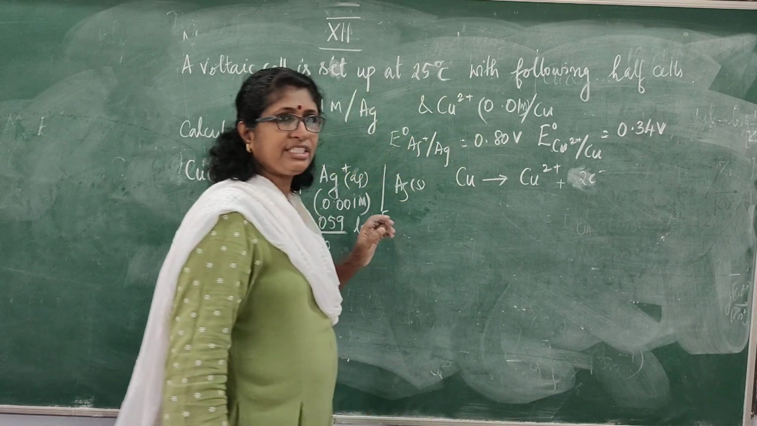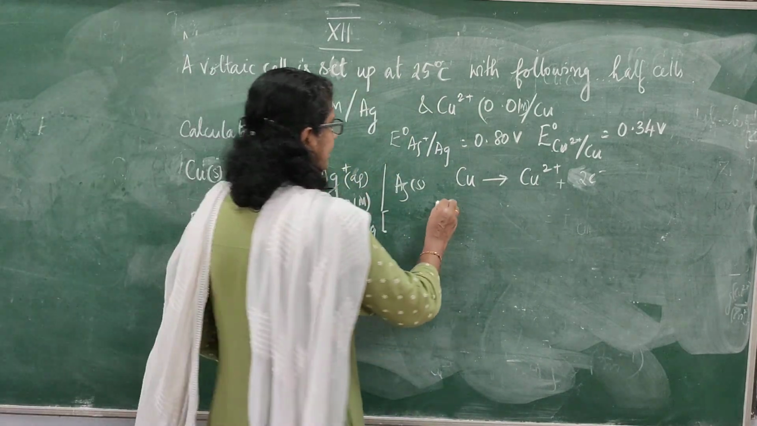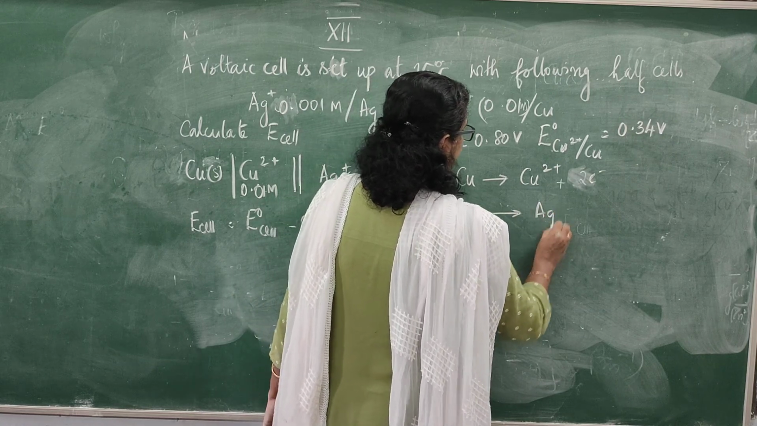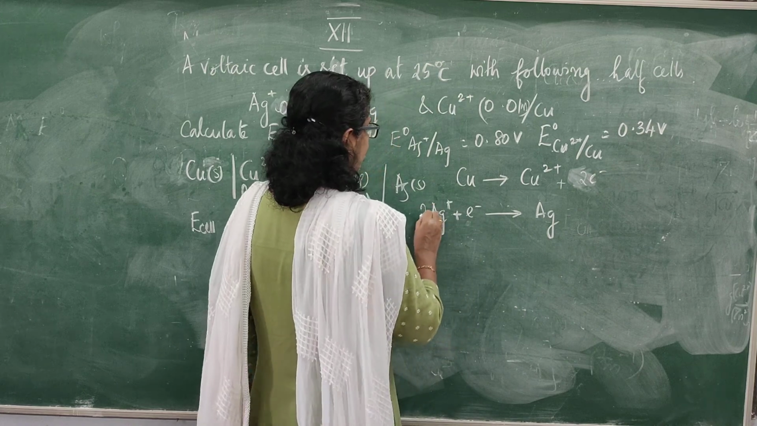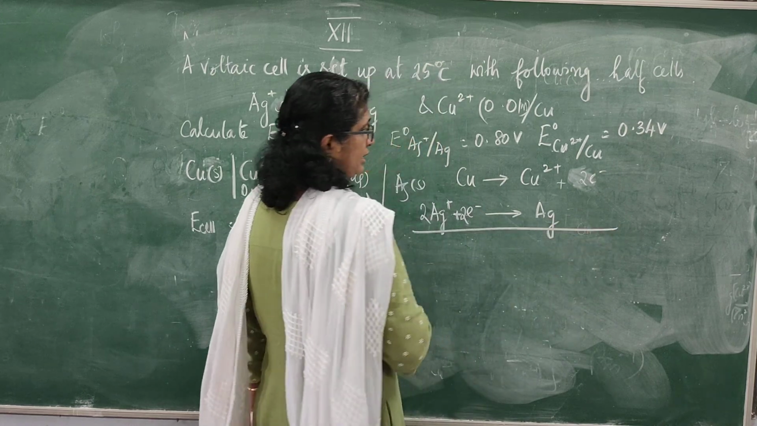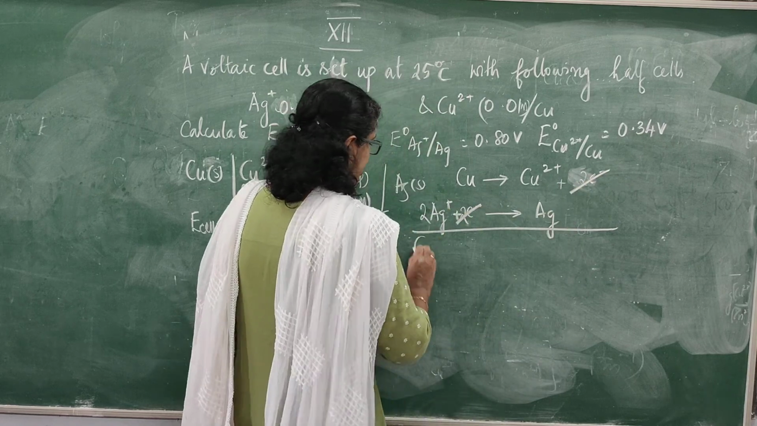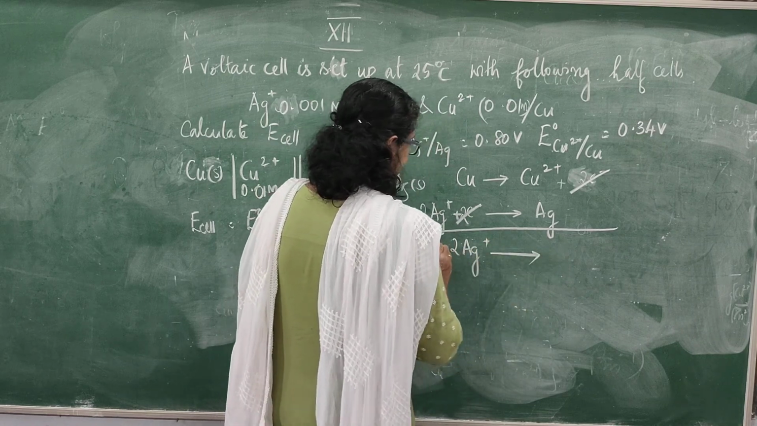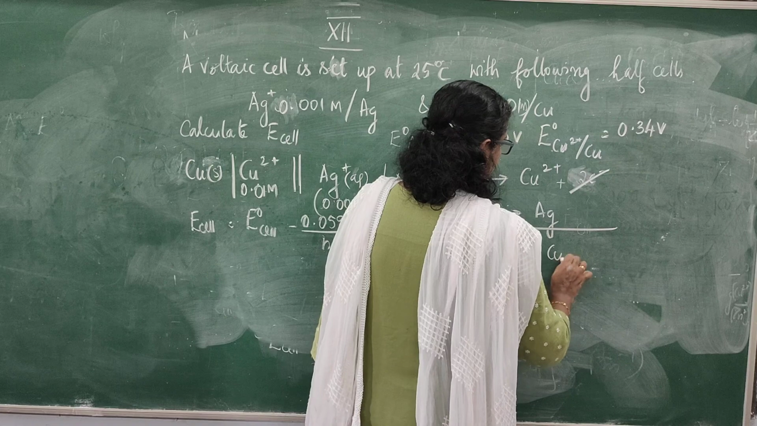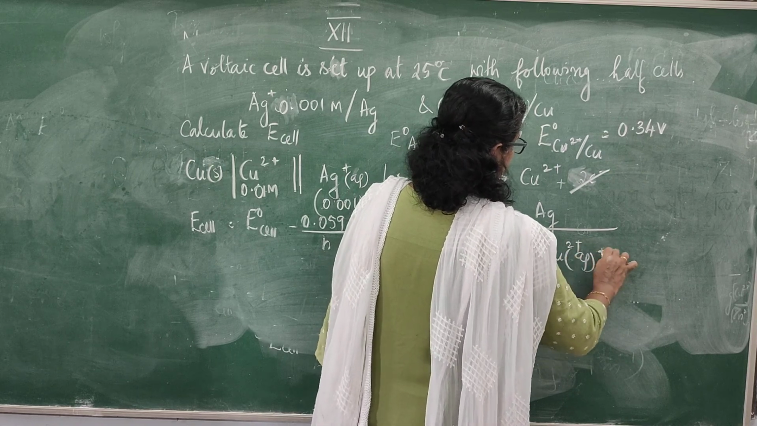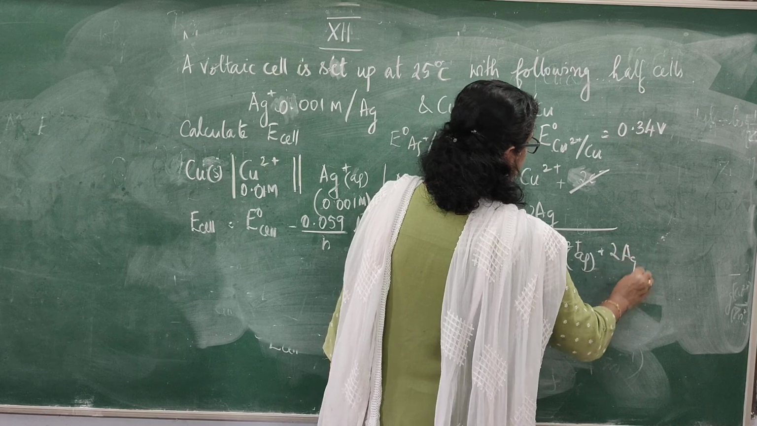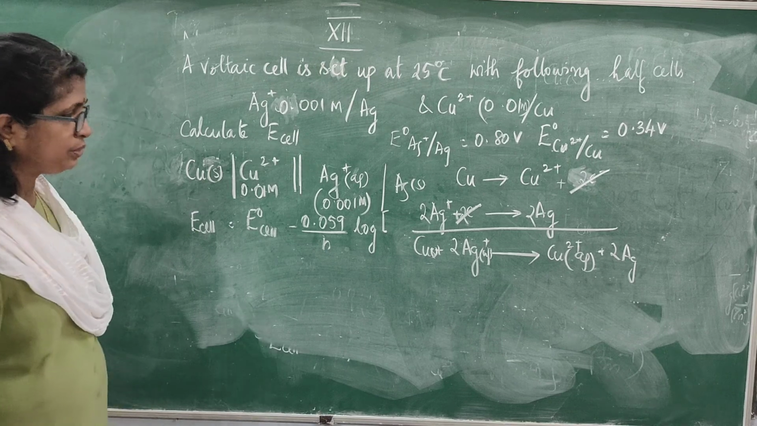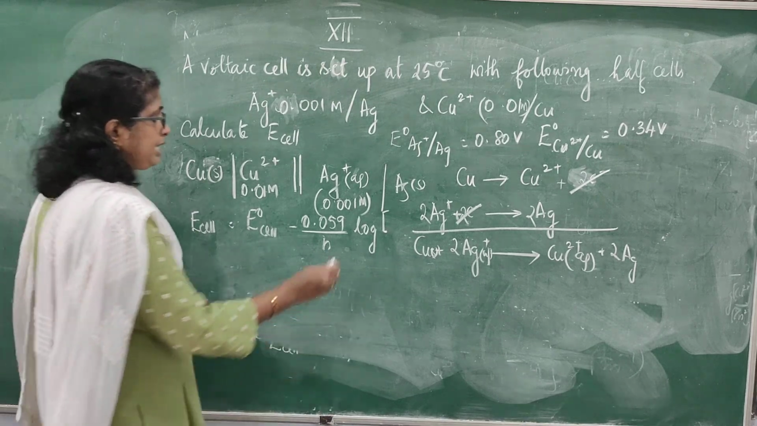At the anode, oxidation is taking place. At the cathode, reduction is taking place. Ag+ plus electron gives Ag, isn't it? But here there are 2 electrons, here only 1 electron, you make it 2 electrons. You will have to balance the electrons. So, cancel. So, Cu solid plus 2 Ag+ aqueous gives Cu2+ aqueous plus 2 Ag solid. So which is oxidized? Copper is oxidized, and which is reduced? Silver is reduced.